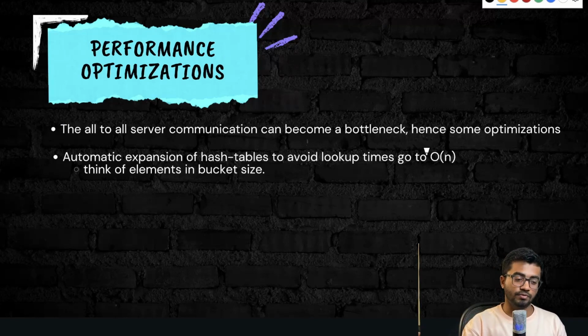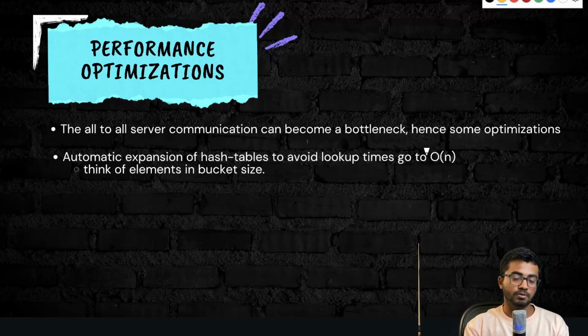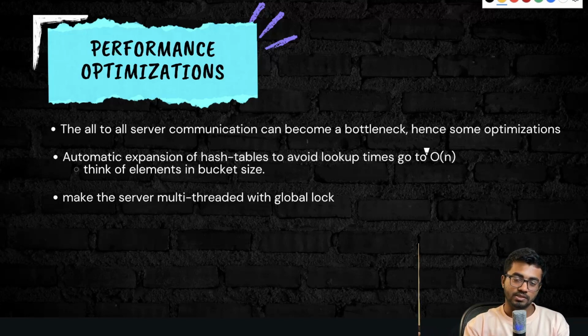The performance optimizations were that this is a hash table, right? If you know about the internals, a hash table internally maintains a linked list, or in some cases trees. So if there are multiple collisions on the same key, the time complexity to search the key becomes linear, that is O(n), right? What we can do in this case is automatic expansion of the hash tables to avoid lookup time going to order of n.